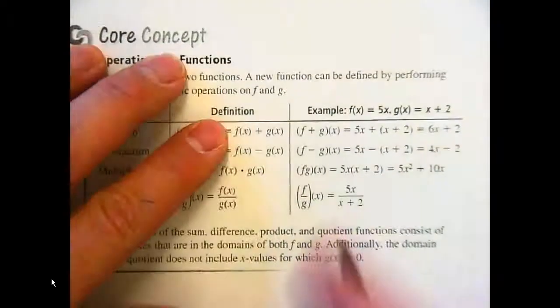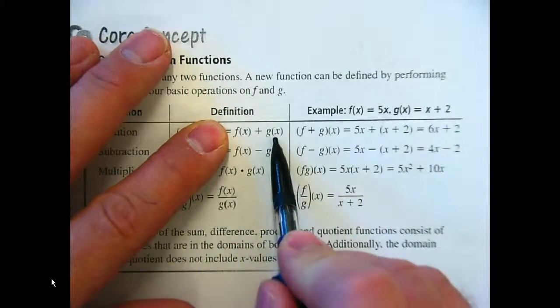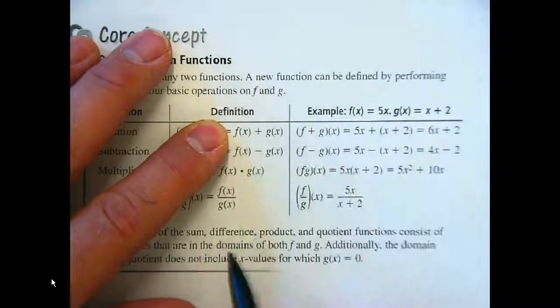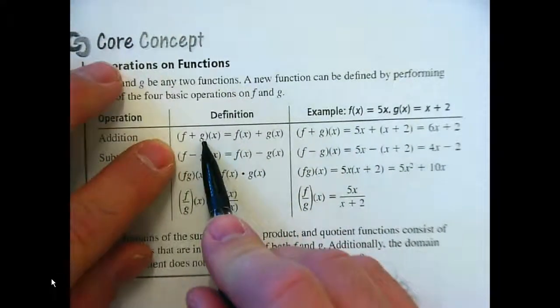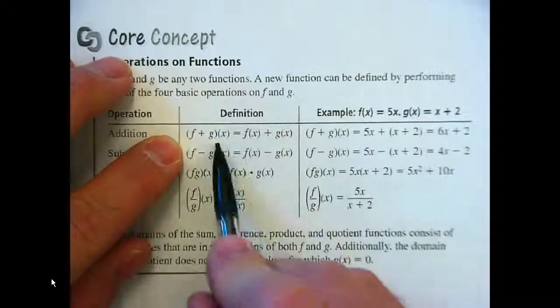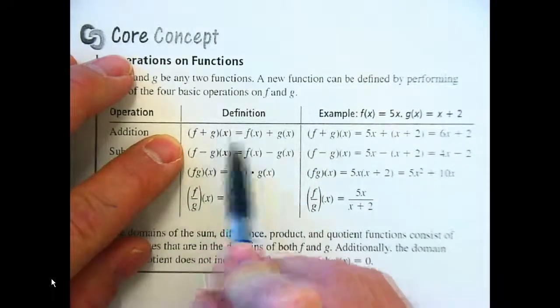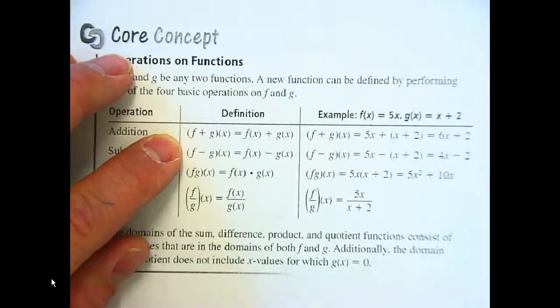I really think this is pretty evident. Add function f to function g, and you get a new function. I think this is not as clear. That looks different. Okay? But they mean the same thing. All right? F plus g of x means f of x plus g of x. They're the same thing. It just means add the two functions together.